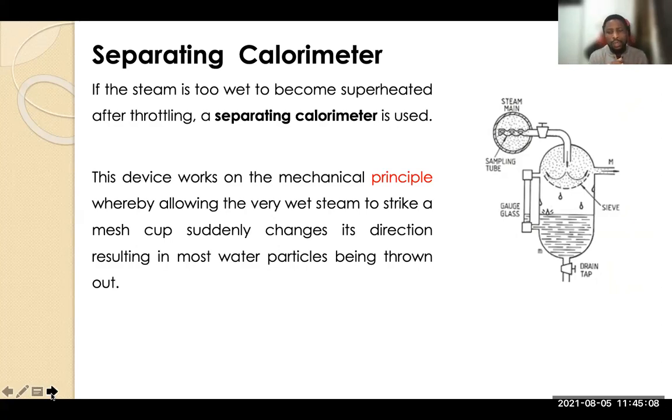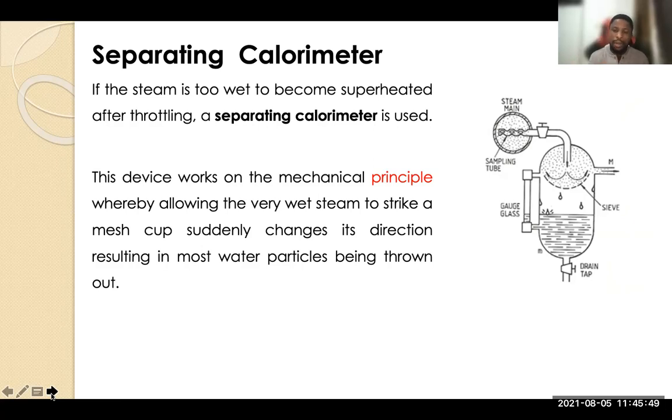So which is why we talk about dryness. The separating calorimeter is used to remove this wetness. So what is the principle? How does it work? For the previous calorimeter, we said force through an orifice. For the separating calorimeter, the wet steam comes in, and as it comes in, there is a sudden change in direction. This usually occurs by the help of centrifugal force.